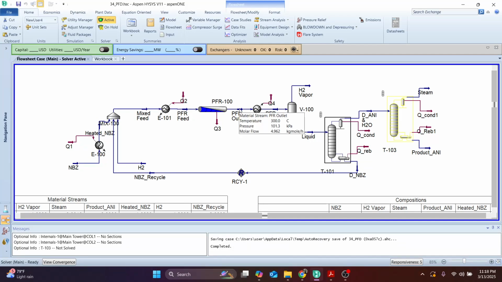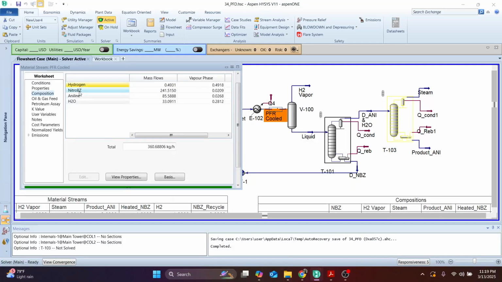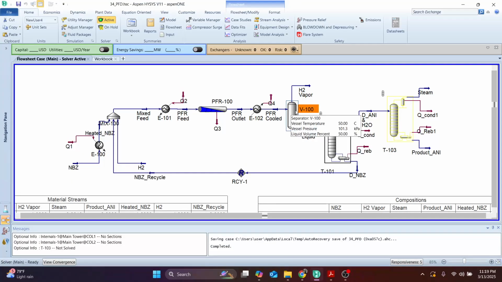And then the outlet will be cooled down so that we can separate it. Well, you can say like a flash drum, but not really a flash drum, where we'll be separating the gas phase of the mixture. And from the composition here, we know that we have only 4 components: hydrogen, nitrobenzene, aniline, and H2O. And the only thing that is in a gas phase at near room temperature and condition is the hydrogen. That's why we use the flash tank, you can say.